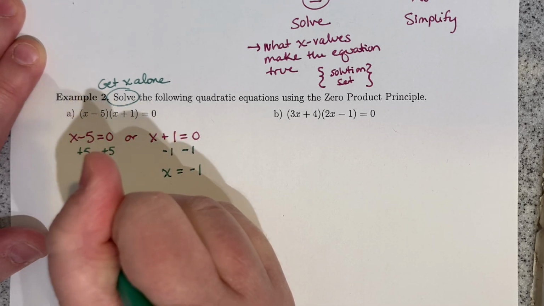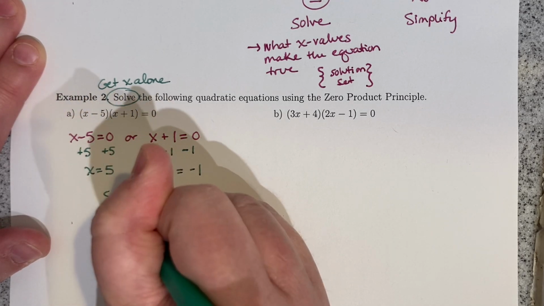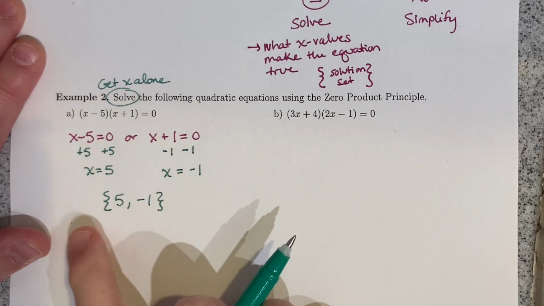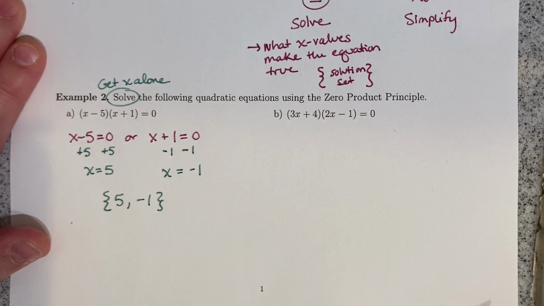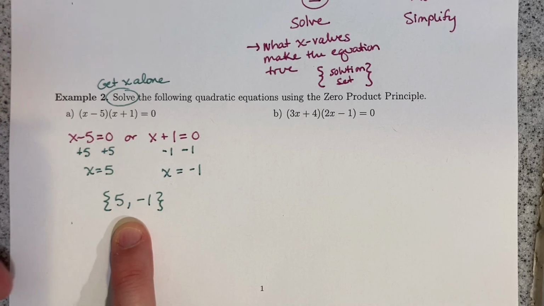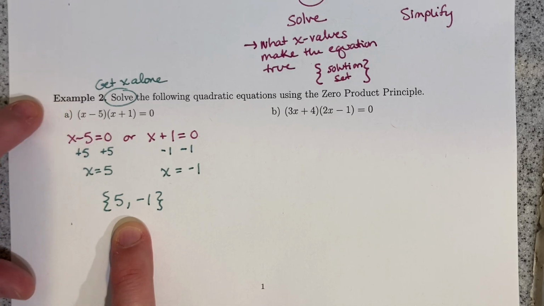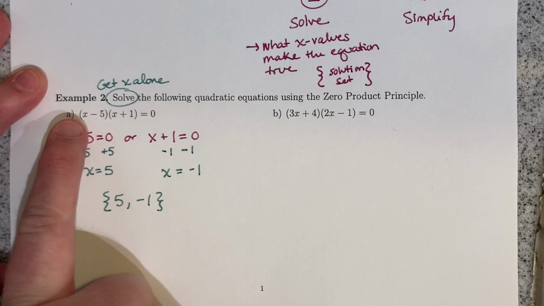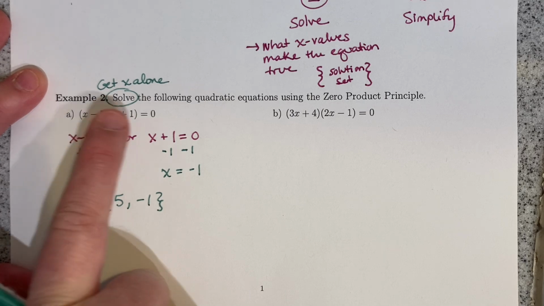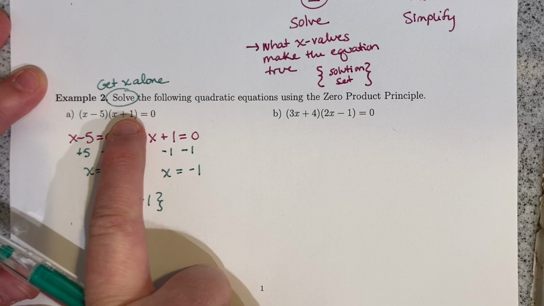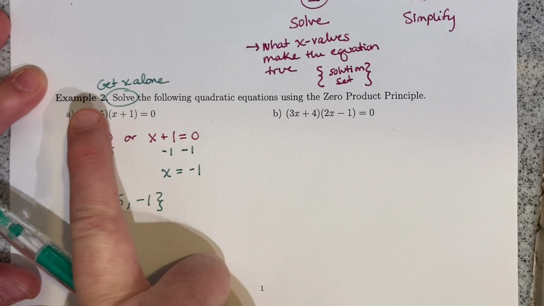So then our two answers we're going to put in curly brackets, because curly brackets is the formal way to write a list of numbers. So especially with these problems where we have two answers, we're going to list them in curly brackets. And all that means is that these are the two numbers that make this equation true, right? If I put in 5 here, 5 minus 5 is 0. 0 times anything is 0. If I put in -1, -1 plus 1 would make 0. Doesn't matter what this is.